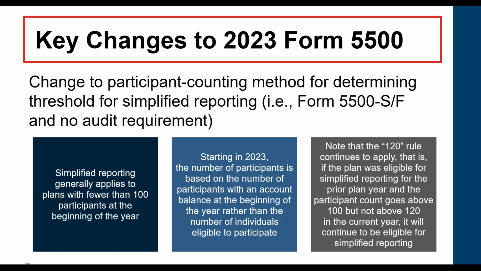And then lastly, I just wanted to note that the 120 rule still continues to apply. Essentially, what that rule says is if you were previously not subject to the audit requirement and then you went above 100 participants in your plan, but you stayed below 120, you could elect to continue to file the Form 5500 short form and not have the audit requirement. And that rule remains in effect.